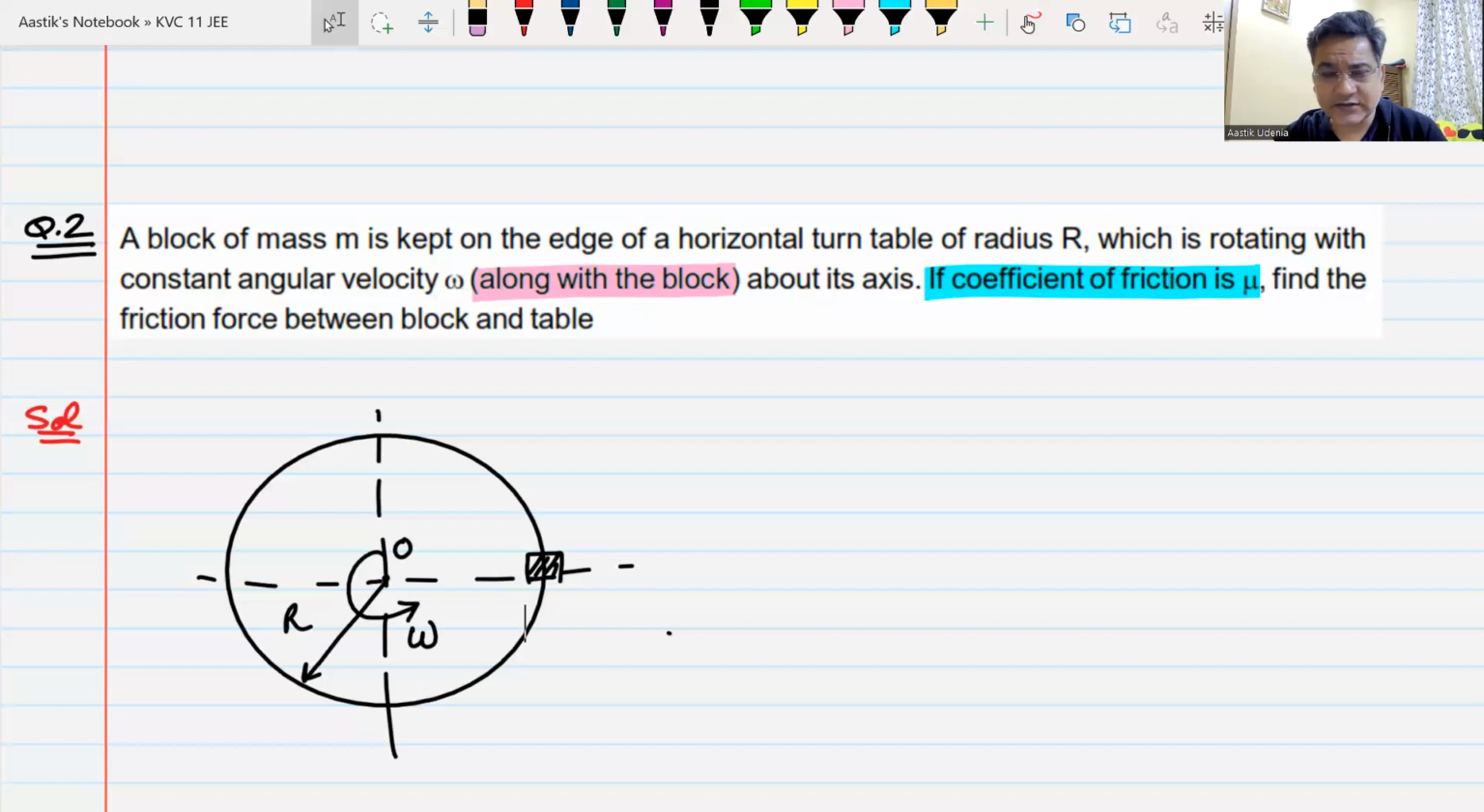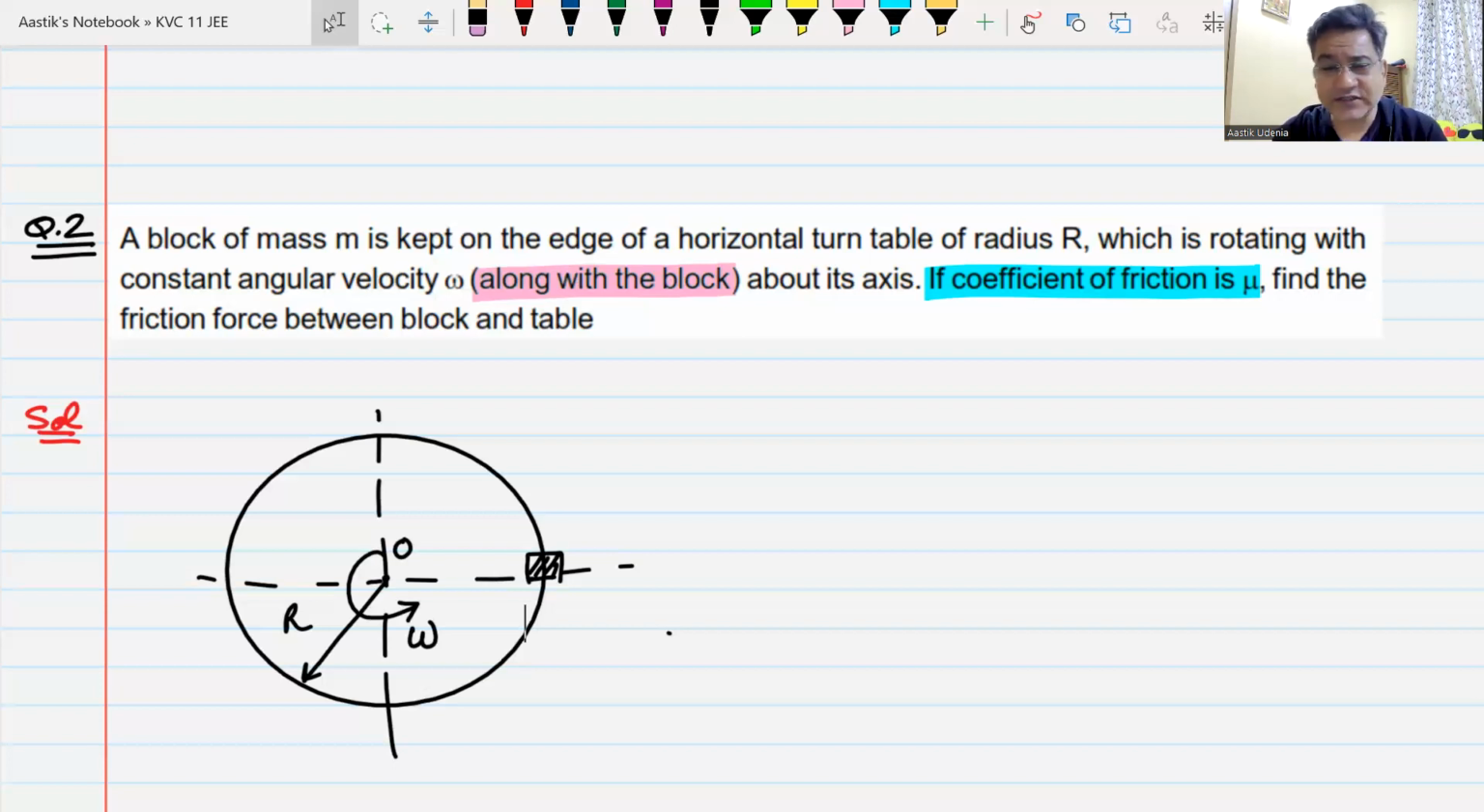In the first question that we did, there was tension in the string. In the second case that we did, the block was moving on a circular path like this. The normal reaction from the circular groove was giving it the centripetal force. In this case, what is giving it the centripetal force? Friction. Well done.